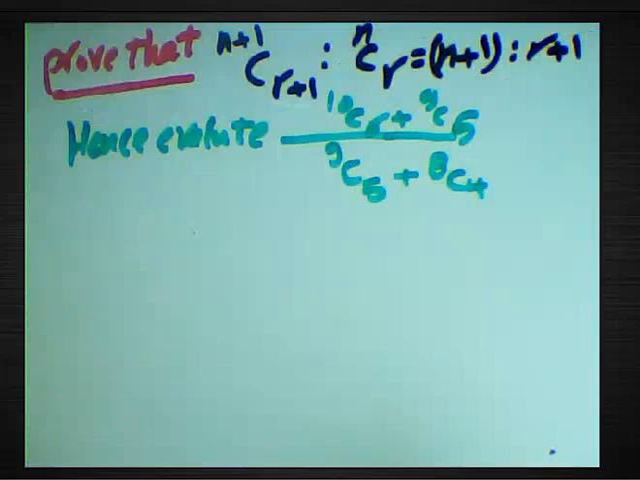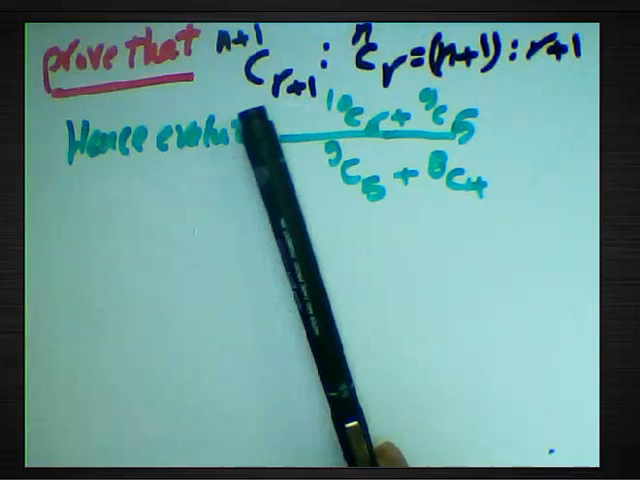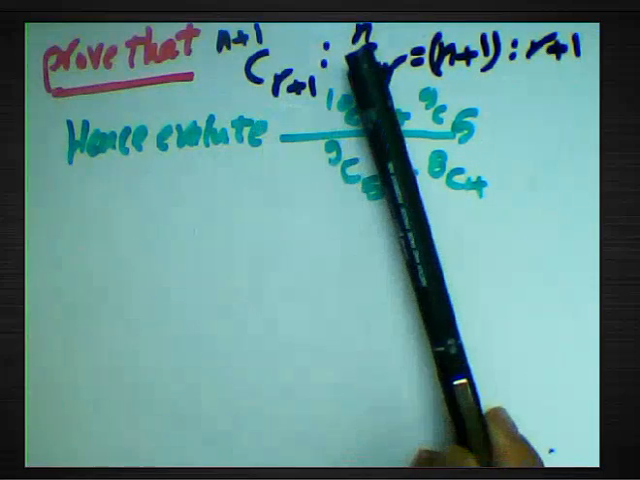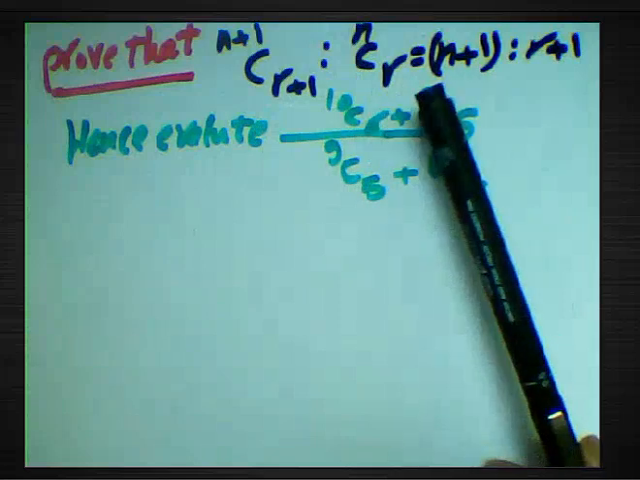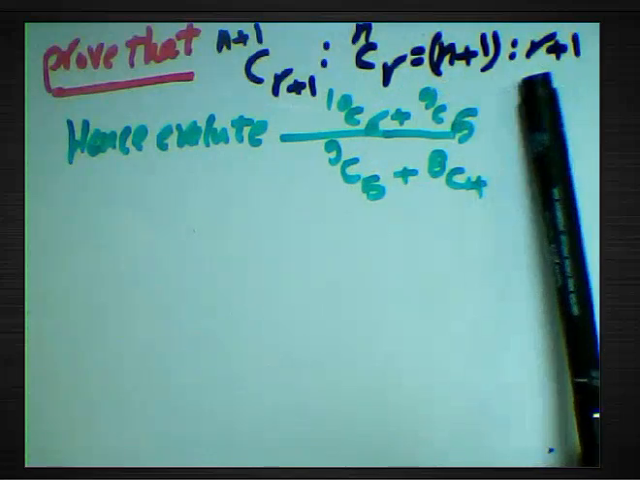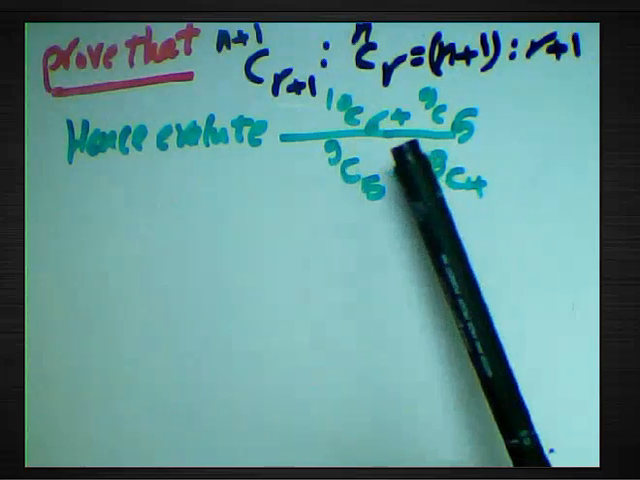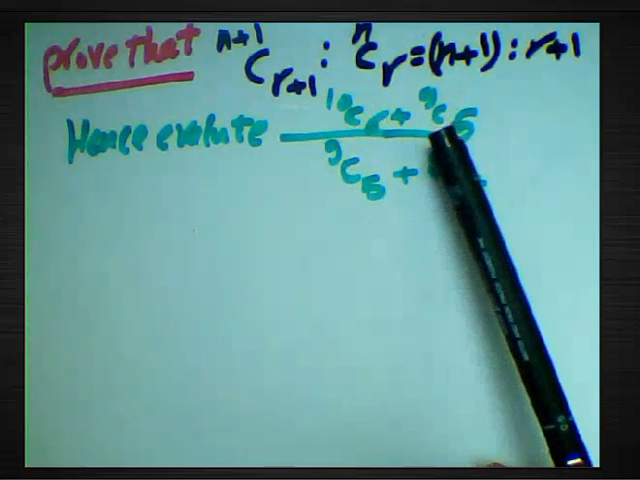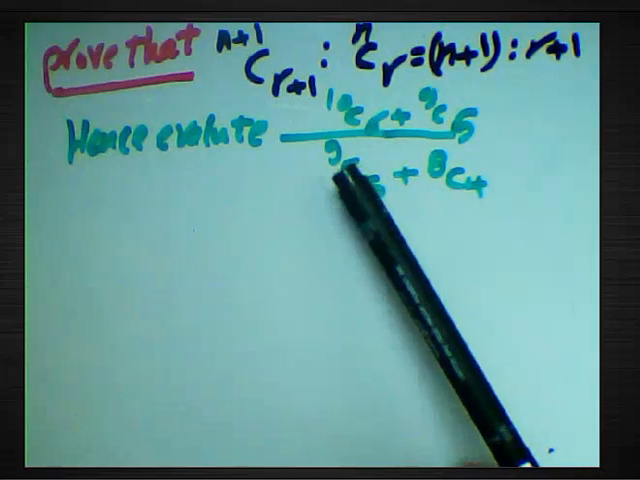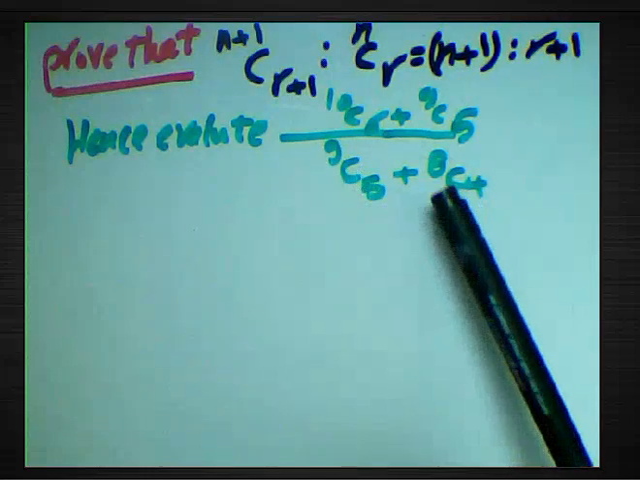Okay, we have another example here. Prove that (n plus 1) combination (r plus 1) over n combination r equals (n plus 1) over (r plus 1). Hence evaluate (10 combination 6 plus 9 combination 5) over (9 combination 5 plus 8 combination 4).